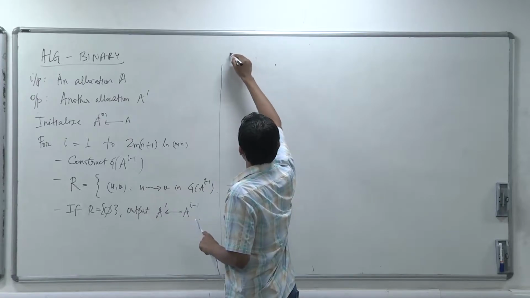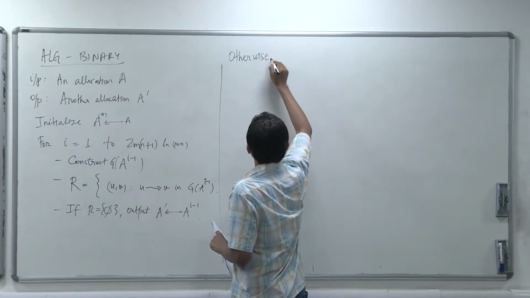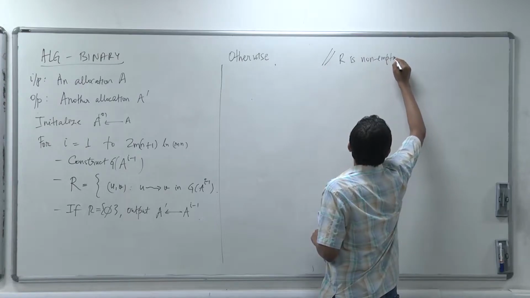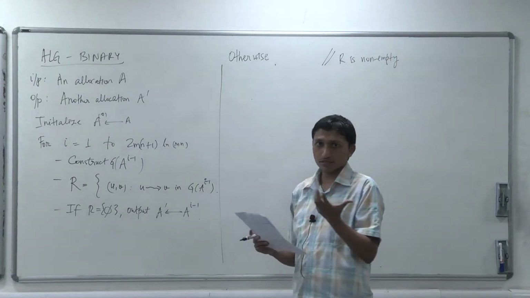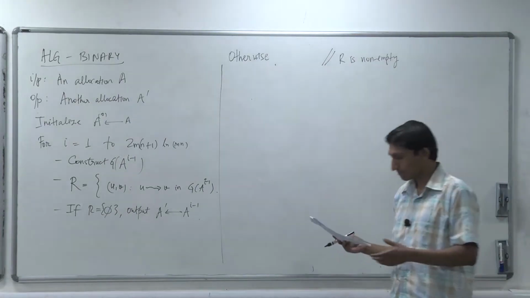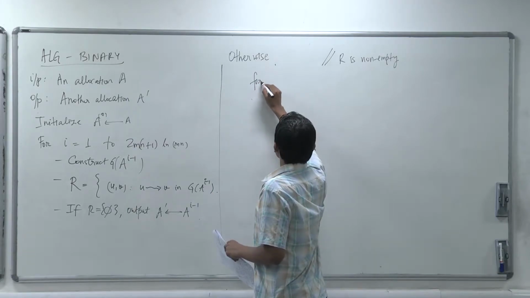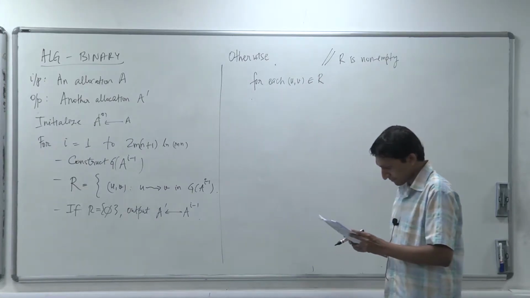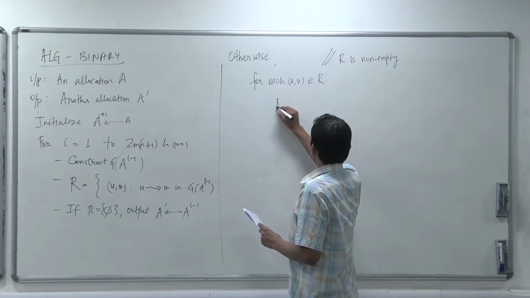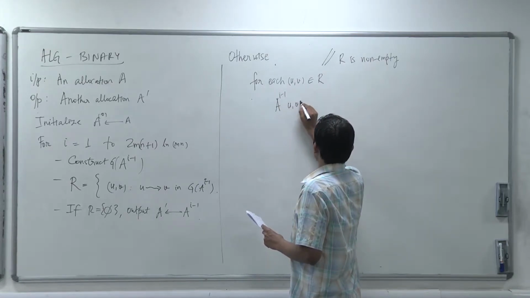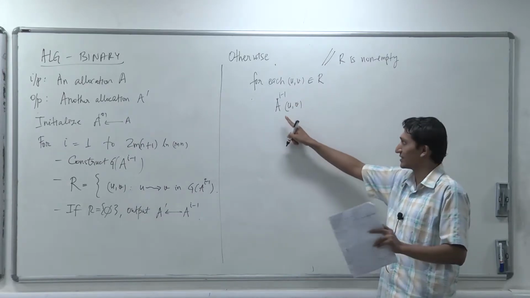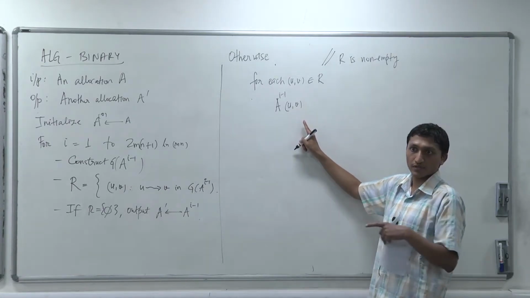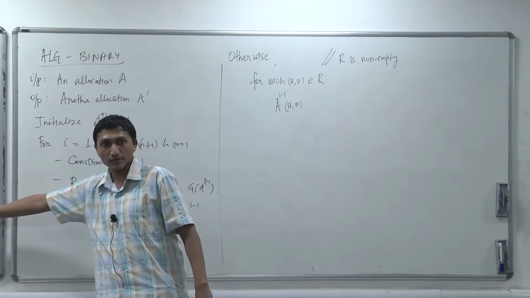So I'll write otherwise. So this is the case where R is not empty. Otherwise, iterate over all pairs of agents. For each pair of agents U, V in this reachability set R, let A i minus 1 of U comma V, again some heavy notational overloading, these are not functions. This is just an allocation that you obtain by doing a reallocation from U to V. Okay, it's like this thing here.